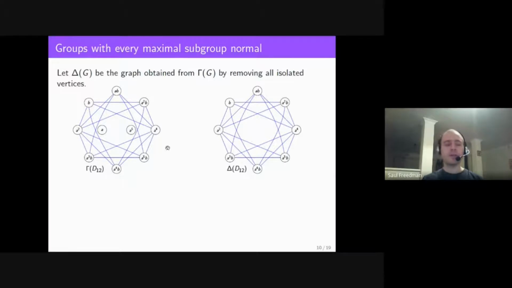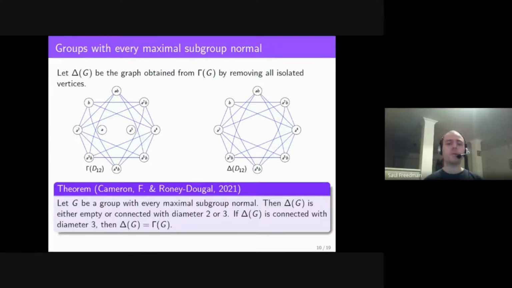So I'll now state the main theorem in this case. This is joint work with my PhD supervisors, Peter Cameron and Colva Roney-Dougal. Again, we let G be a group with every maximal subgroup normal. Then delta of G could be empty, which means that every vertex in gamma of G is isolated, if there is indeed a vertex. That means that either G is abelian or minimal non-abelian. But if delta of G is not empty, then it's connected with diameter 2 or 3.